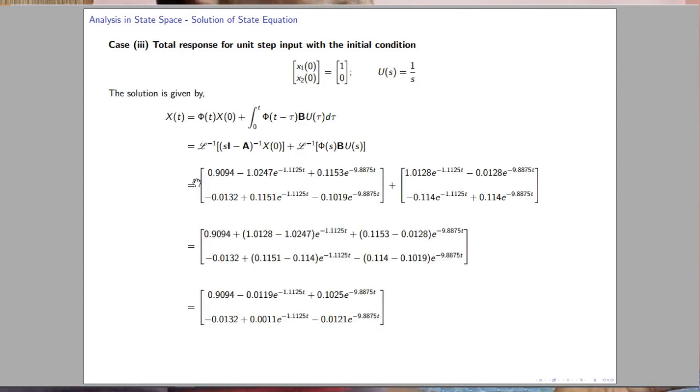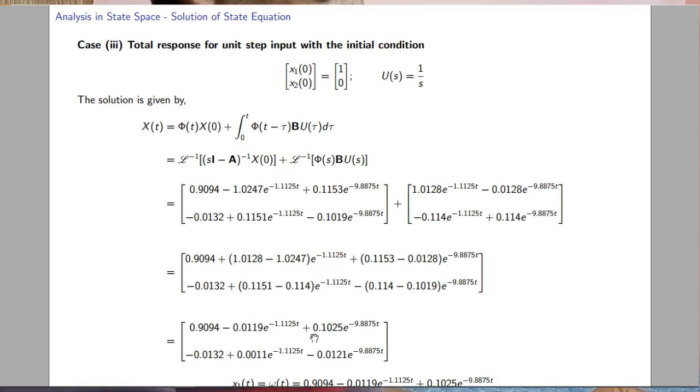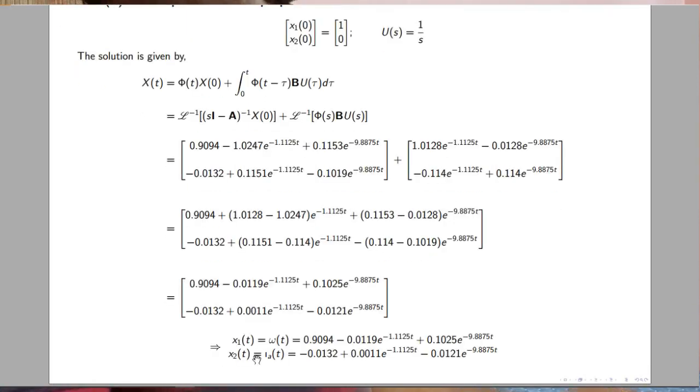It is the sum of these two. Okay, so we have separately found out the solution. Now we have to add these two solutions. I will get this. Okay, that's very simple. So response due to the initial condition and also the response due to the input. Since this is a linear system, I can superimpose and get the result. So I got the results for the variation x1 of t and x2 of t for this condition also.